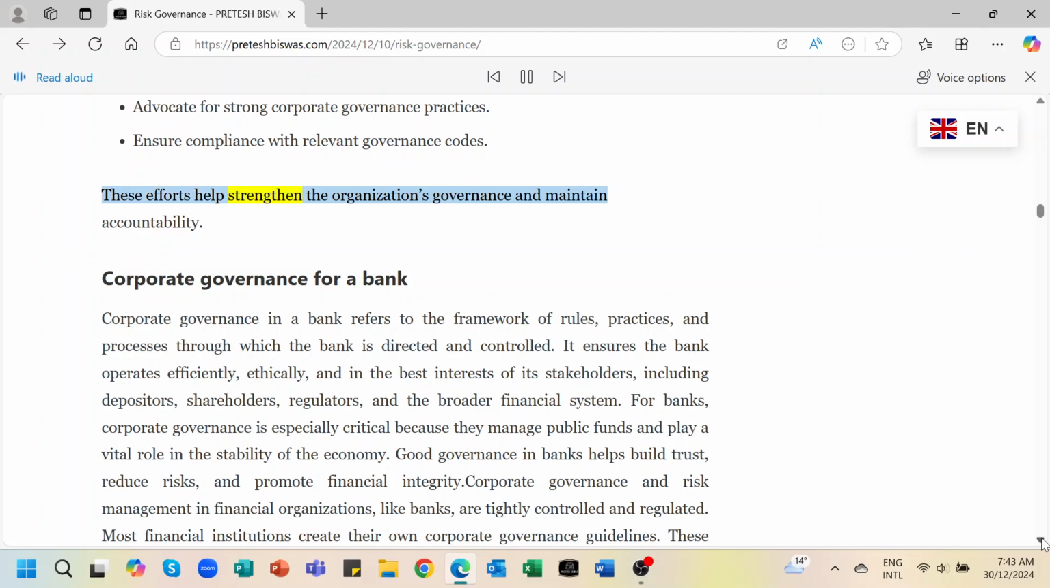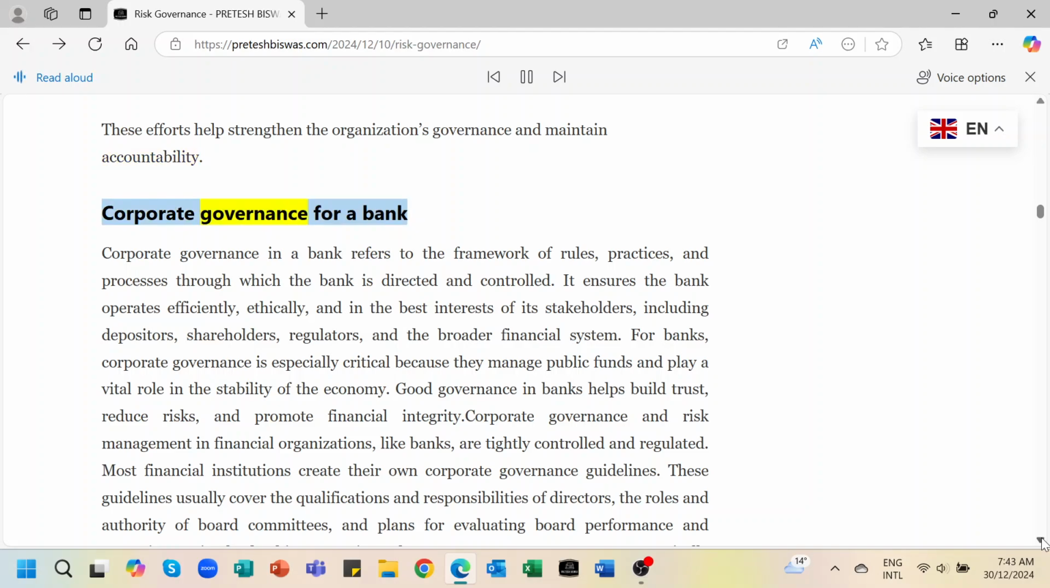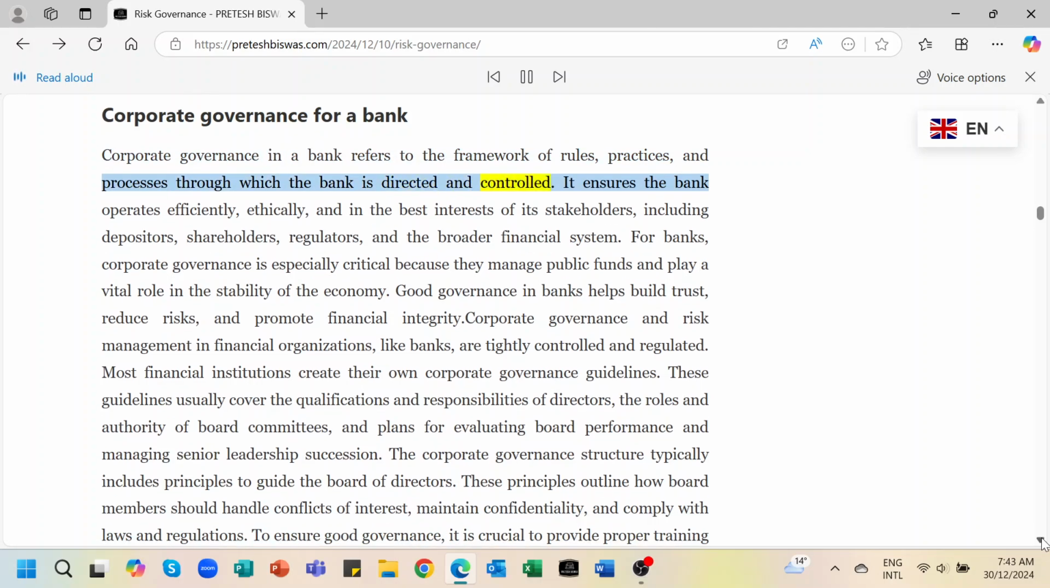These efforts help strengthen the organization's governance and maintain accountability. Corporate governance for a bank. Corporate governance in a bank refers to the framework of rules, practices, and processes through which the bank is directed and controlled. It ensures the bank operates efficiently, ethically, and in the best interests of its stakeholders, including depositors, shareholders, regulators, and the broader financial system.